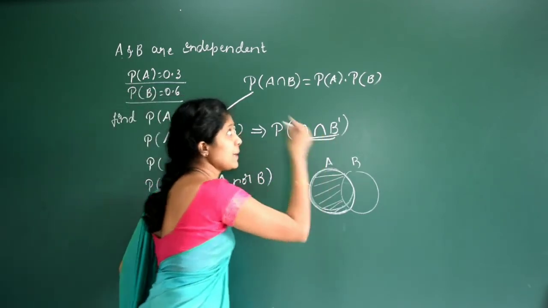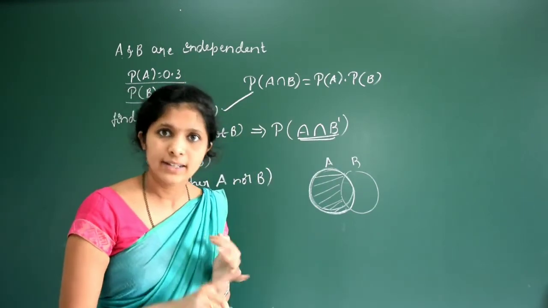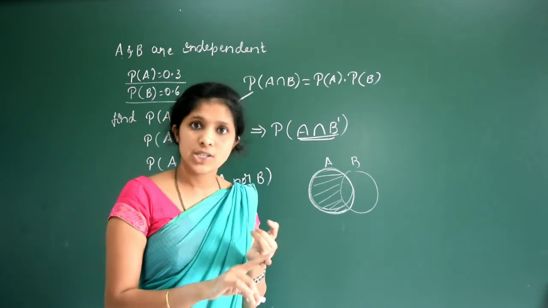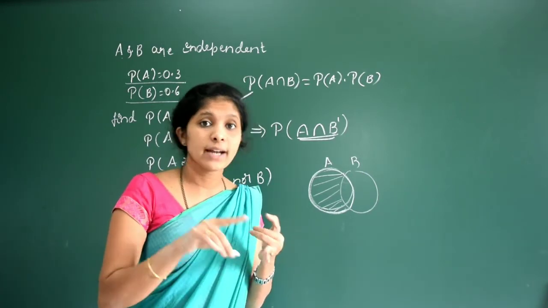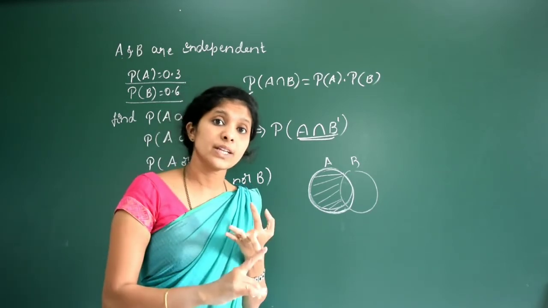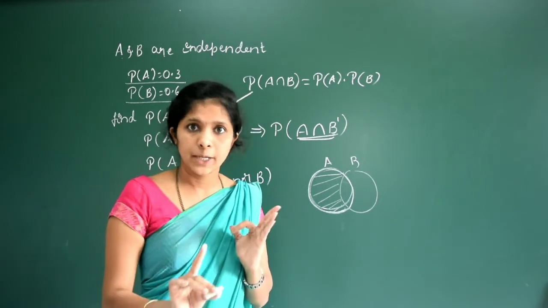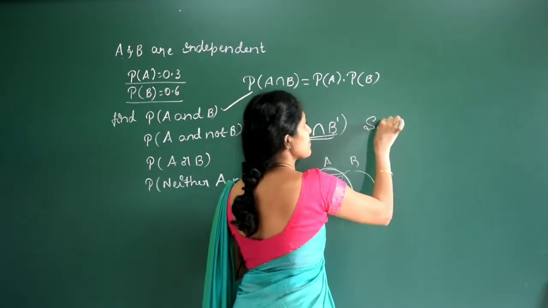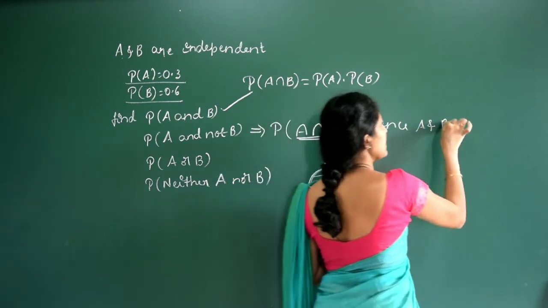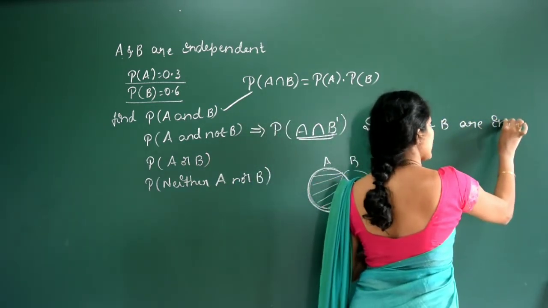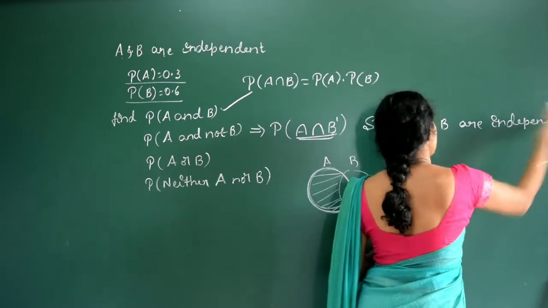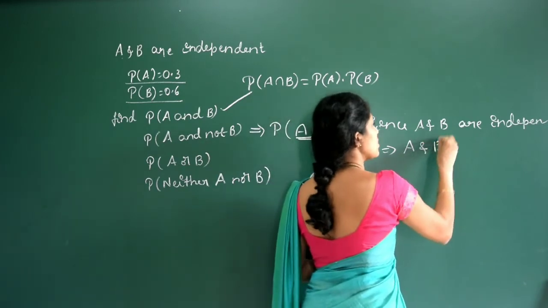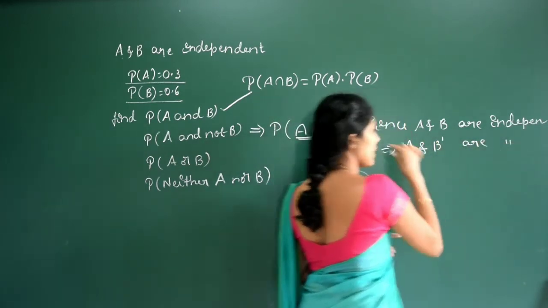See here, it is given that A and B are independent. We had a result: whenever A and B are independent, A and B dash is also independent, and A dash and B is also independent. And the third one is A dash and B dash is also independent, right? We have three results. By using this, since A and B are independent, A and B dash are also independent.